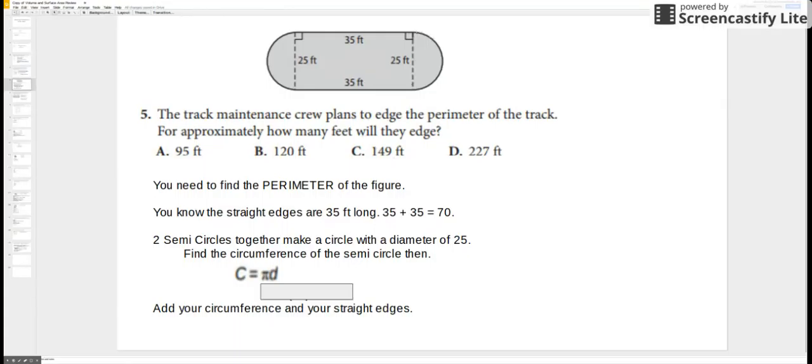You need to find the circumference, the outside of the circle. So circumference is equal to 3.14, pi, times diameter, which we said was 25. 3.14 times 25 gets you 78.5. So now you want to add your circumference and your straight edges. 78.5 plus your straight edges, which is 70, you would get answer C, 149 feet.